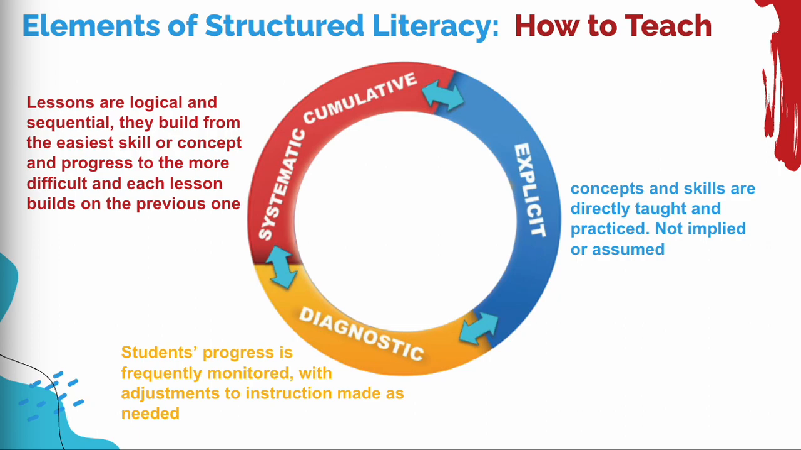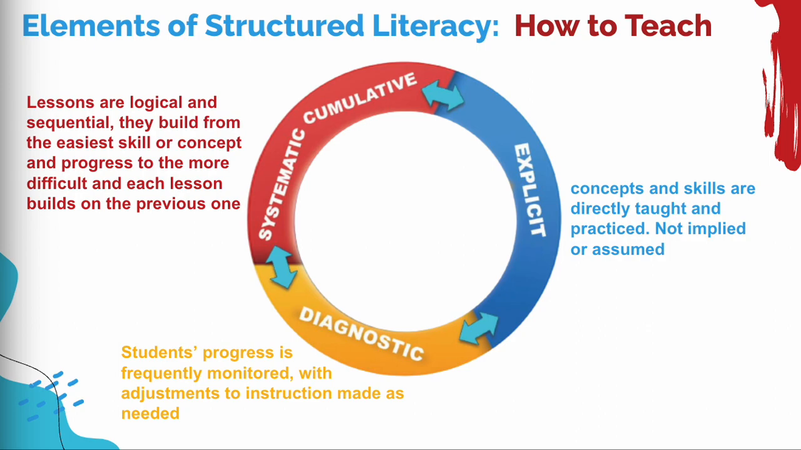There are 3 guiding principles of structured literacy: explicit, systematic and cumulative, and diagnostic. Explicit means that concepts and skills are directly taught and practiced. It should not be assumed that students will learn skills and concepts implicitly. Systematic refers to a logically ordered presentation of concepts and skills that progresses from simple to complex. A scope and sequence orders specific details about the concepts and skills to be taught, which align not only to state standards, but also to reading science.